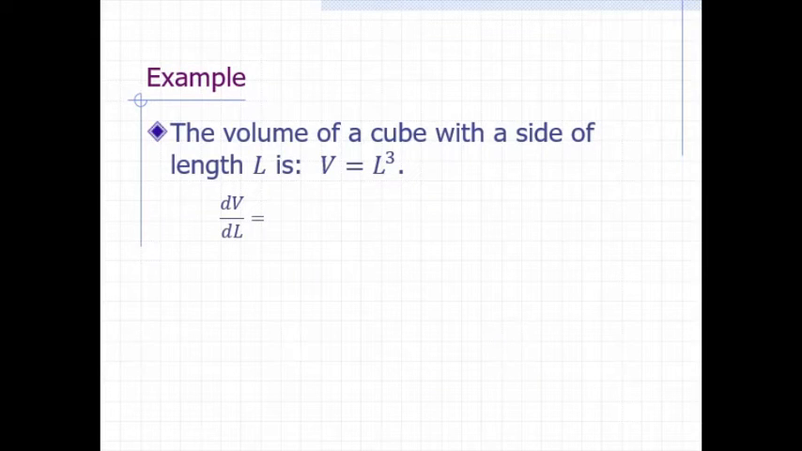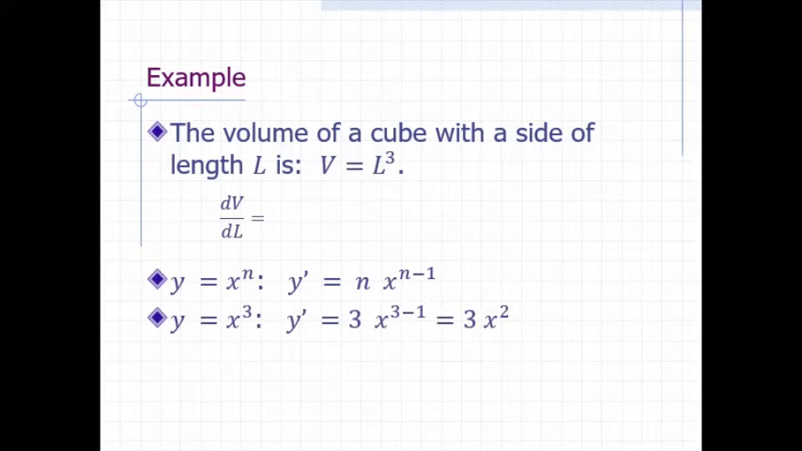The volume of a cube with the side of length L is equal to L cubed, or L raised to the power 3. What is the derivative of V with respect to L? Recall that if y is equal to x raised to the power n, then the derivative of y with respect to x is n times x raised to the power n minus 1. So if y is x to the power 3, then n is 3, and the derivative is 3 times x raised to the power 3 minus 1. Since 3 minus 1 is 2, the derivative is 3x squared.